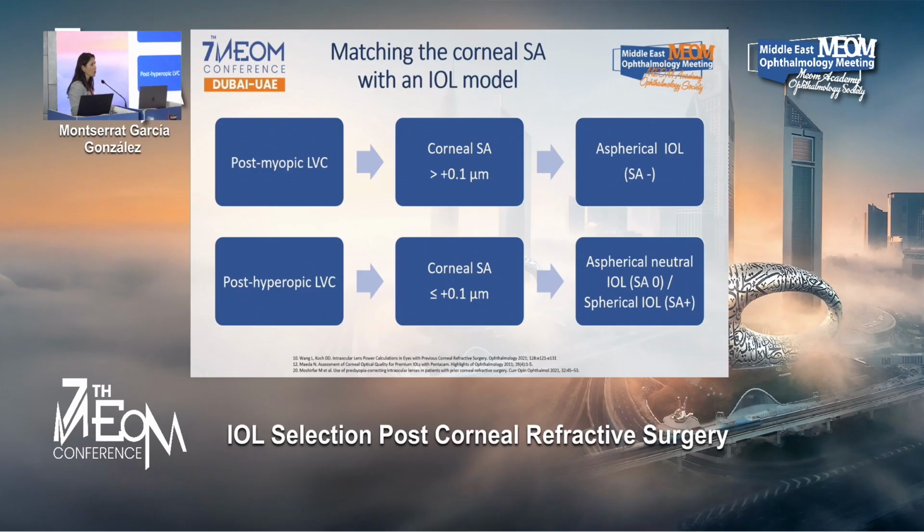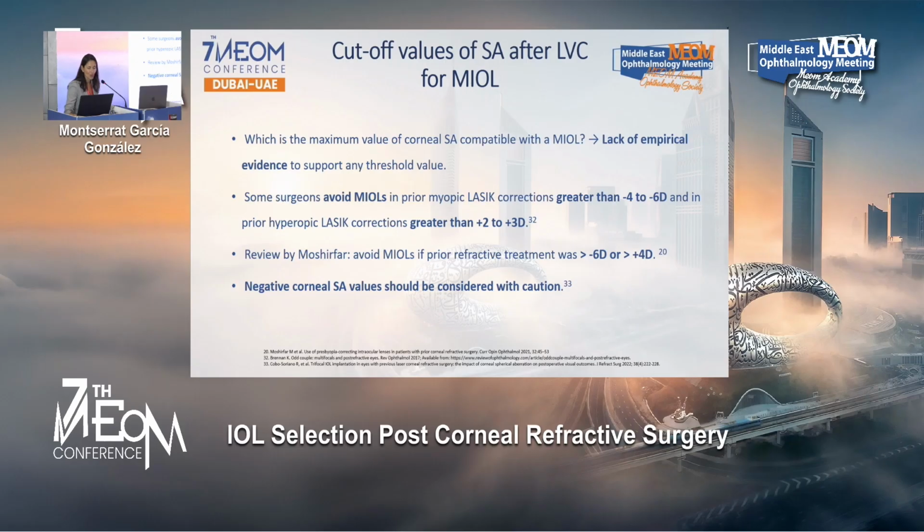In contrast, in post-hyperopic patients, it will depend on each case. If you have a patient with a corneal spherical aberration near to zero, the best IOL model should be an aspherical with a neutral spherical aberration. But if we have a very negative corneal spherical aberration, another consideration is to use a spherical IOL if it's available in your country. In Spain, it's difficult to find them.